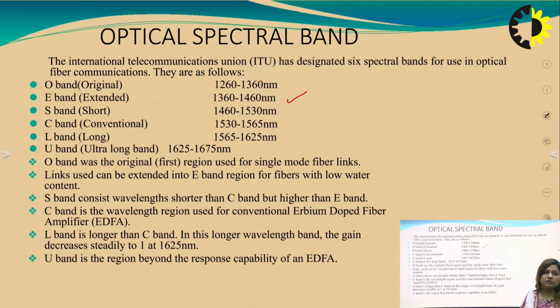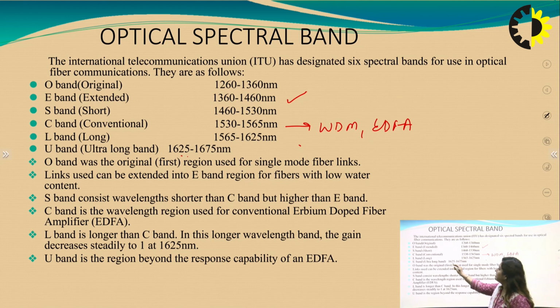Then the S band, called the short band, 1460 to 1530 nanometer. Then the C band, 1530 to 1565 nanometer, in which WDM will work. So in the C band we have WDM or EDFA. Then the L band, called the long band, around 1565 to 1625 nanometer. And then the U band, ultra long band, which is 1625 to 1675 nanometer. In these bands, dispersion shifted fibers will work.